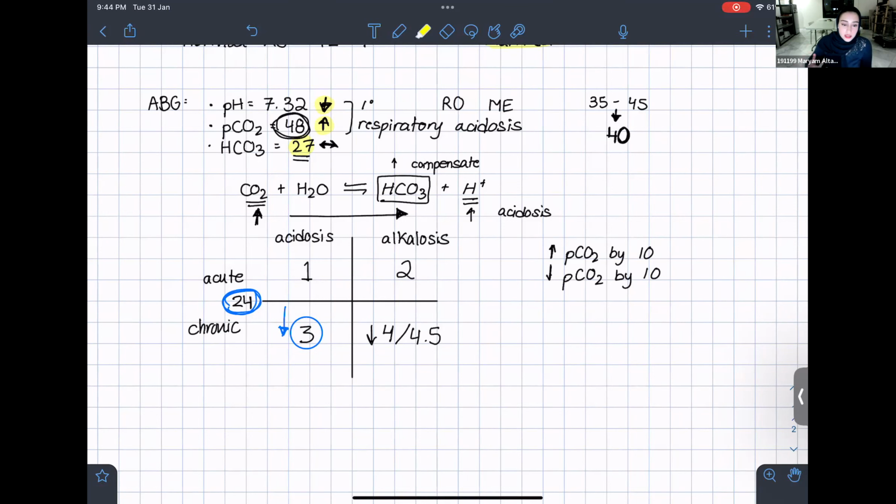I hope this made it easier with this. Okay, great. So let's say if instead the bicarb was 25, still within the normal range, but that would tell us that this is more of an acute compensation, not a chronic compensation. Do you see the difference? And same thing inversely for alkalosis, but just keep in mind, they will tend to ask you more about acidosis than they will about alkalosis in general.